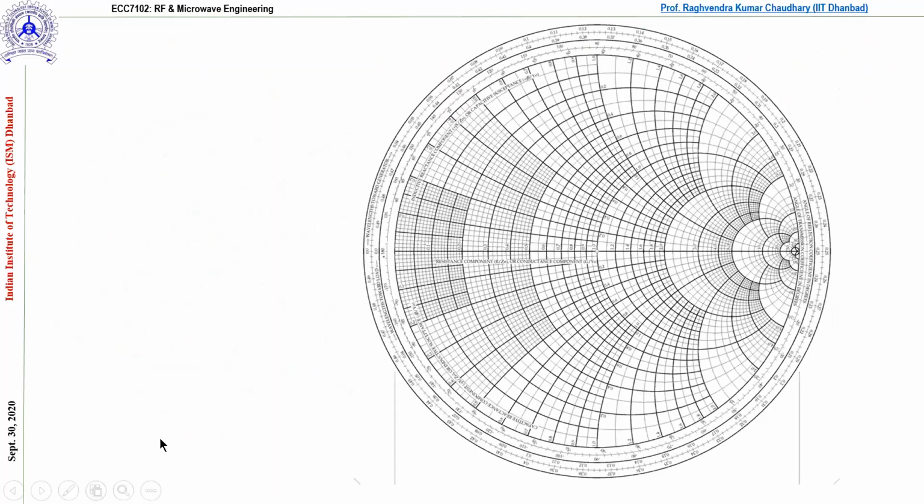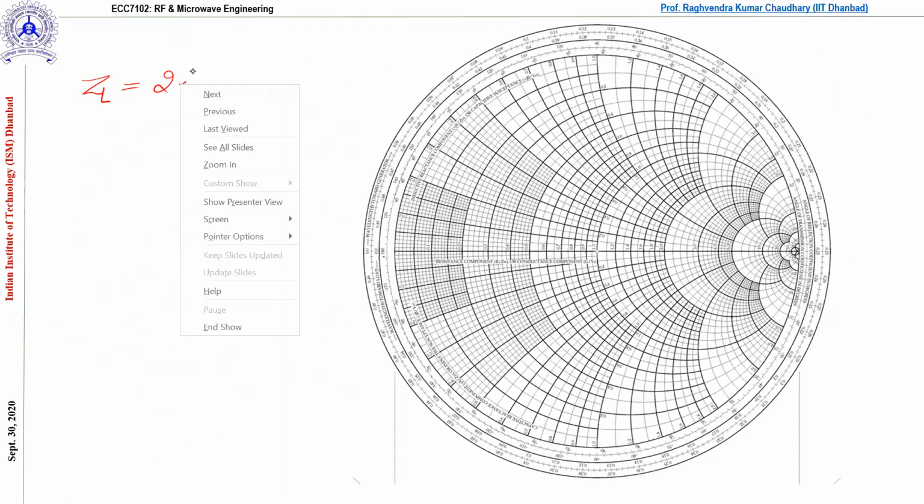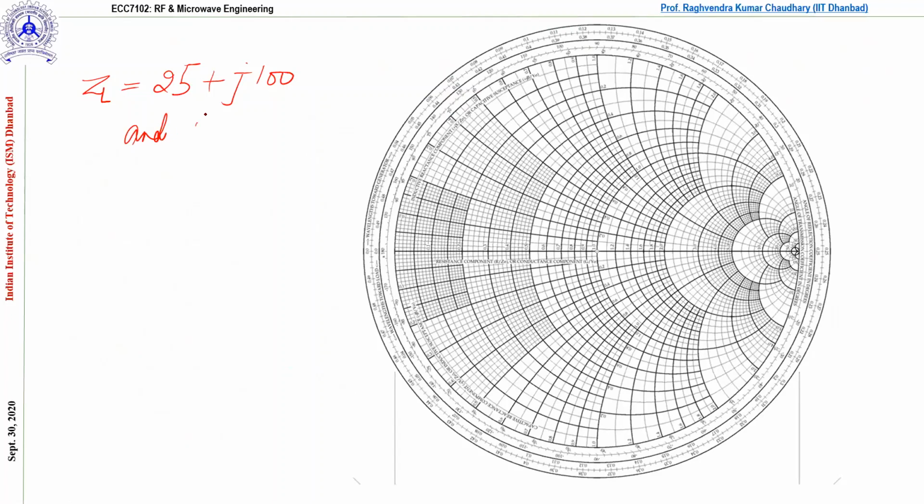Okay, so let's say we have a Smith chart here, and this is an example from the book. It is given that ZL is equal to 25 plus j100. This is a load impedance, and the characteristic impedance R0 is given as 50. You need to find YL. Can we find YL? Yes, definitely. So what do we need to do?